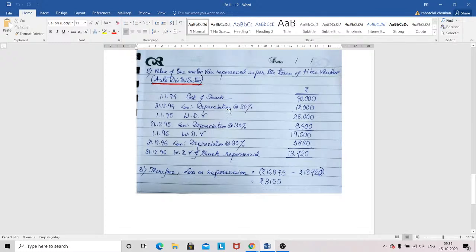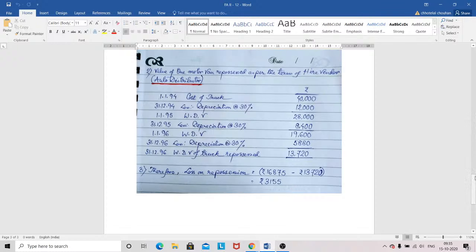Okay, so this is a very important working. Where you have to first calculate the value of asset as per the hire purchaser. Second, you have to calculate the value as per hire vendor, then you deduct that and calculate the loss on repossession. Got my point? Okay, so the loss on repossession is 3155.